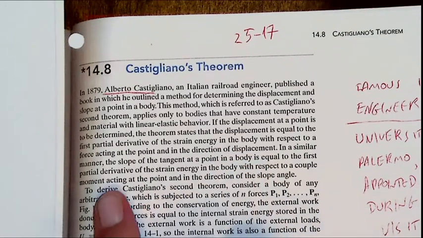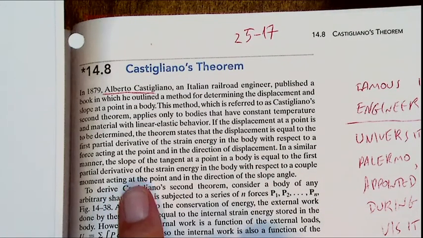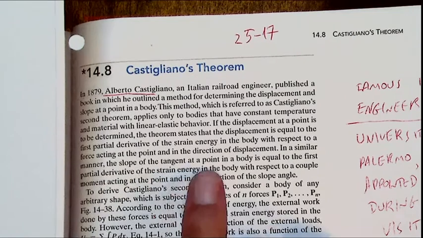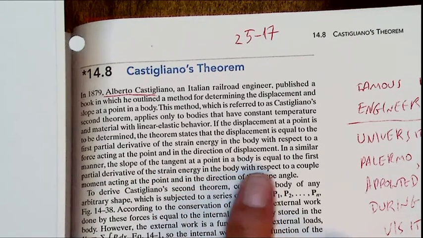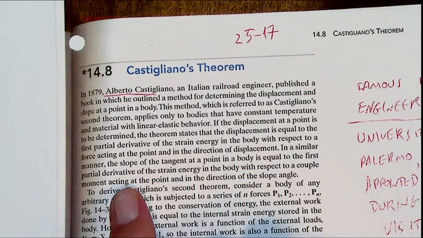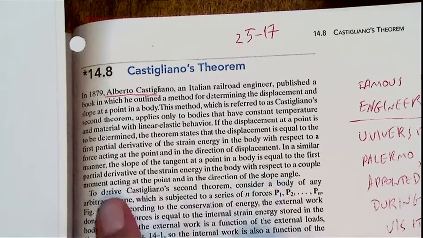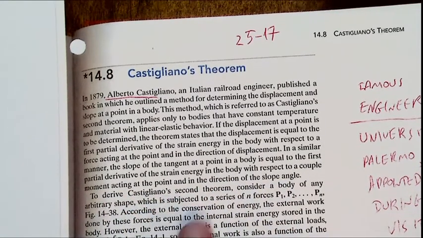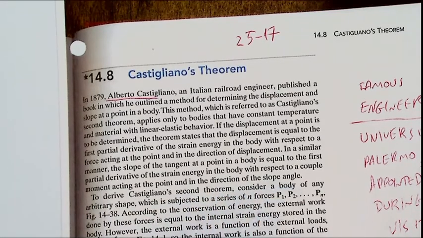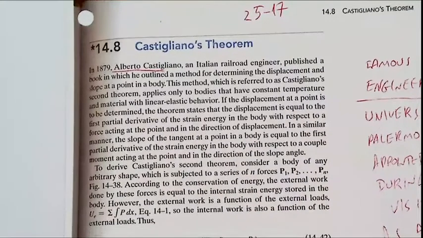If the displacement at a point is to be determined, the theorem states that the displacement is equal to the first partial derivative of the strain energy in the body with respect to the force acting at that point and in the direction of displacement. In a similar manner, the slope of the tangent at a point in a body is equal to the first partial derivative of the strain energy in the body with respect to the couple moment acting at that point and in the direction of the slope angle. Okay, that is a theorem. We are discussing this theorem.